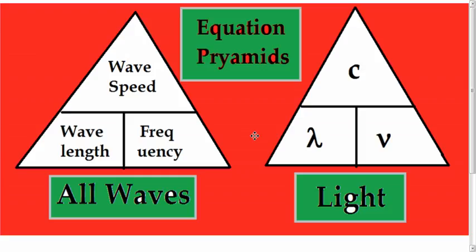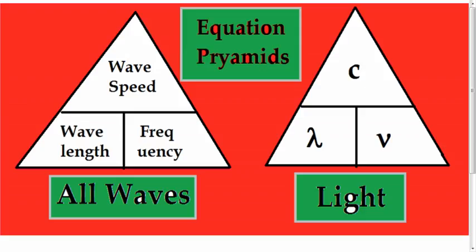Now, we're going to use equation pyramids like we used before, and here it is for all waves: wave speed over wavelength times frequency, and c is lambda times nu. This is for light. Any electromagnetic radiation is a form of light, and c is just the speed at which it travels.